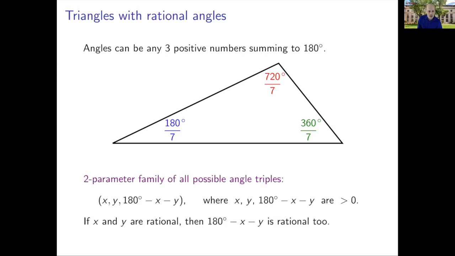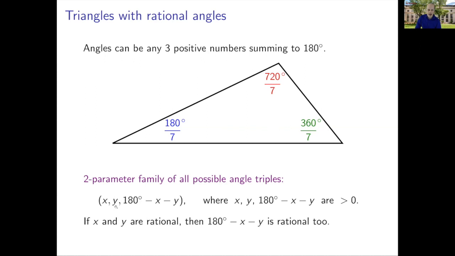In general, if you want to describe all the possible angle triples that a triangle can have, you can choose the first 2 essentially arbitrarily, and then the third one you can solve for. It's going to be 180 minus those 2. And the only condition on these numbers is that they all need to be positive. So this is a 2-parameter family, because you choose your number x and your number y, and you get the shape of a triangle. The angles don't determine the triangle because you can have different sizes, but as far as the shapes are concerned, this is a 2-parameter family.